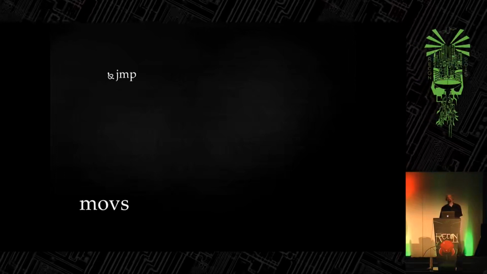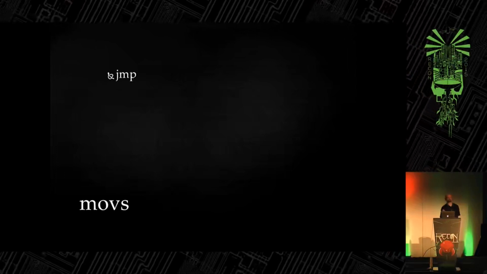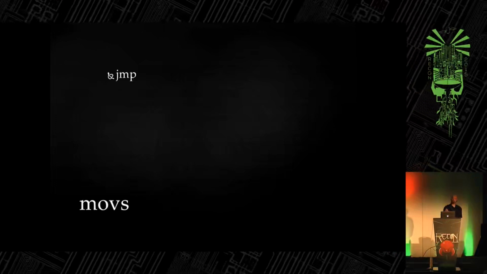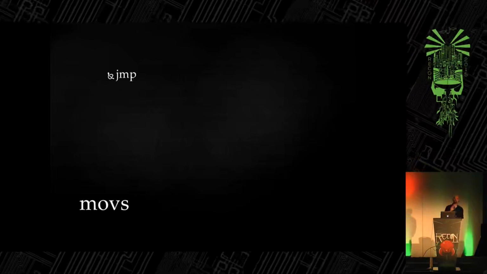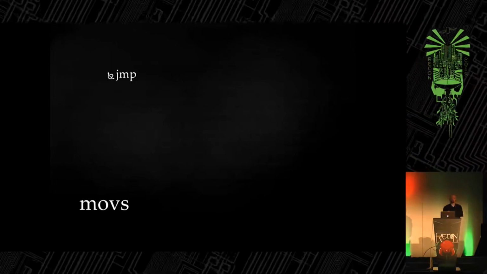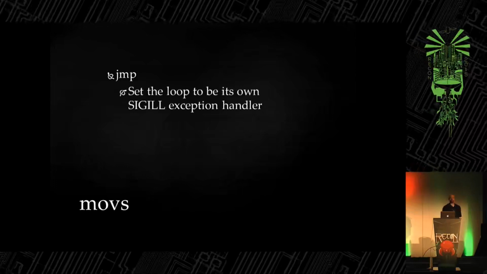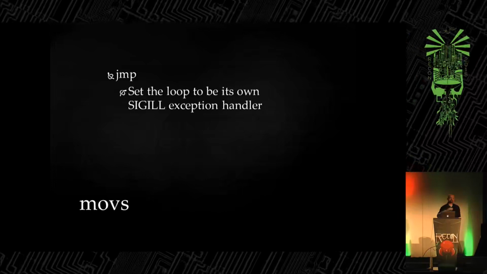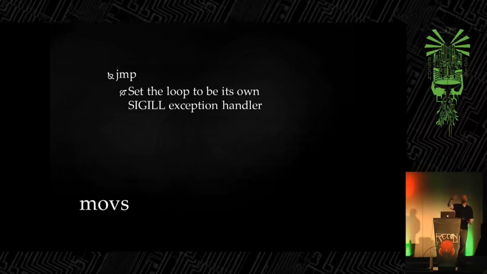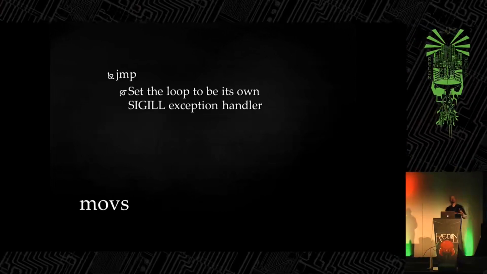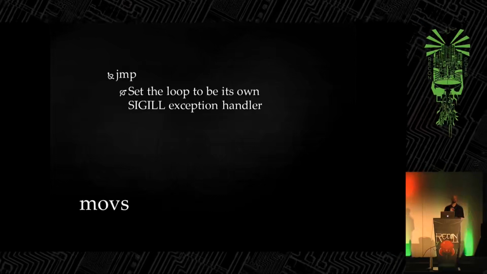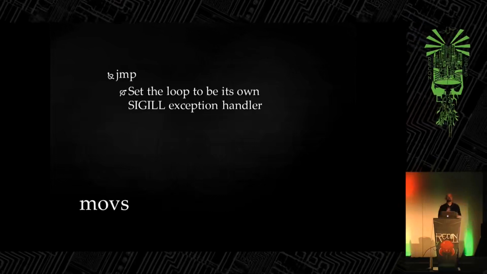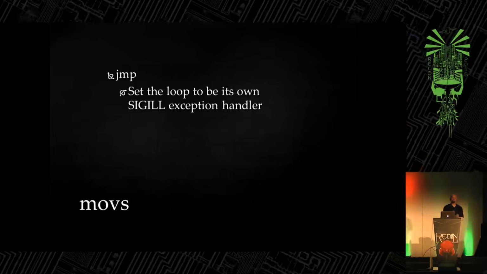We need to somehow perform a jump using only move instructions. And in a lot of architectures, you can load the instruction pointer directly with a move instruction. You can't do that in x86, so we've got to get a little bit more creative. The way I came up with for this was to set my series of moves to be their own exception handler. And then at the very end of the series of moves, we're going to trigger a very specific exception. So we're already using the segfault exception to halt the program.